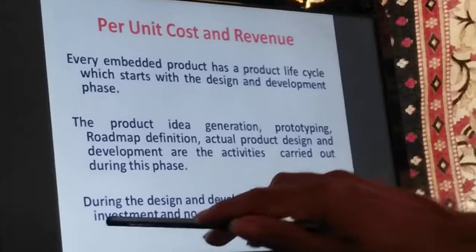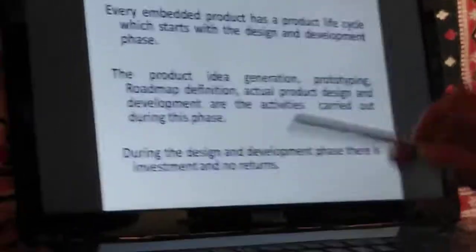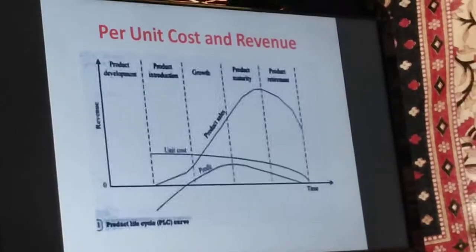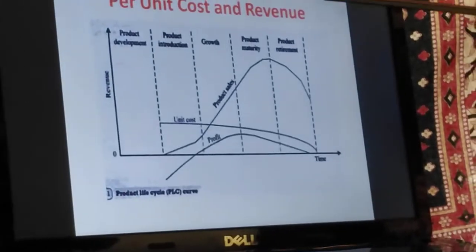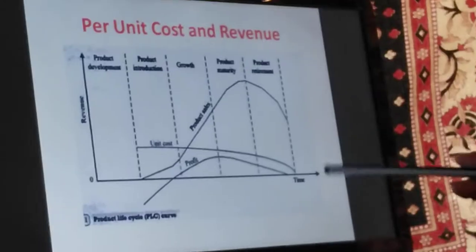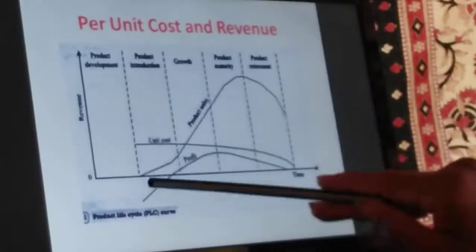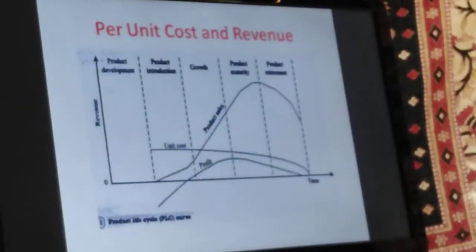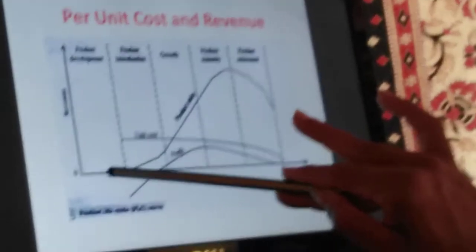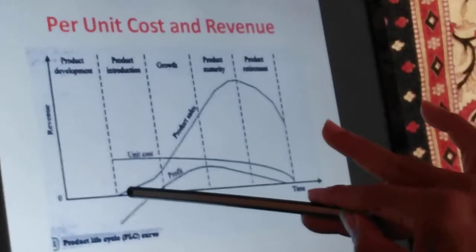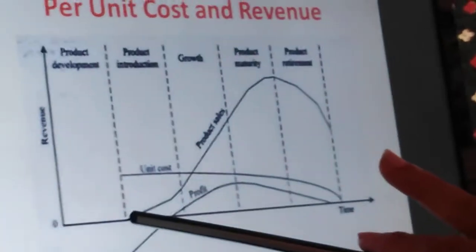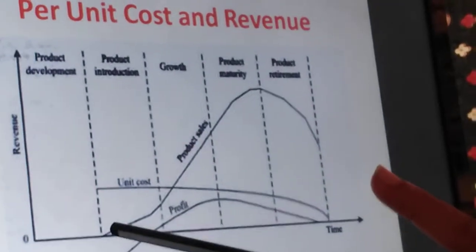This is very important. During the design and development phase, there is an investment and no returns. See, this is a graph showing time and revenue. Listen here, when any product comes into a market, initially its sales are very low, because when a mobile is released, very few people are using it.